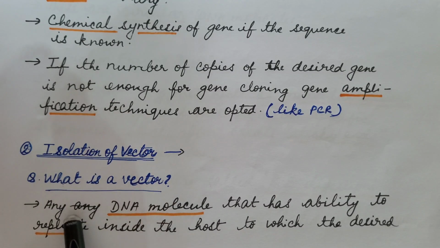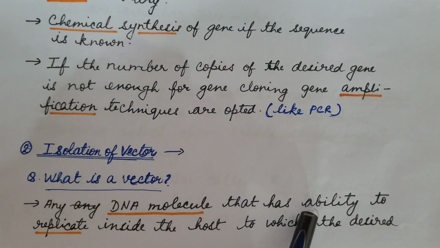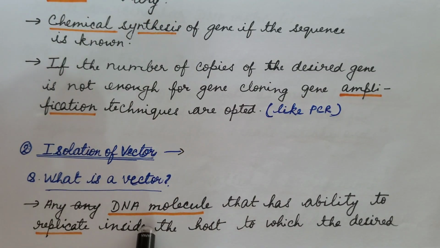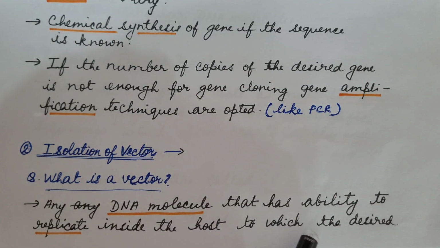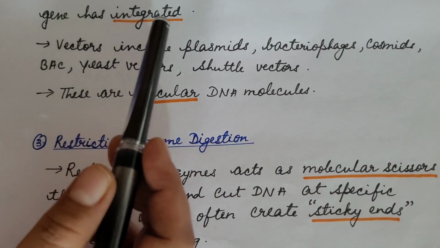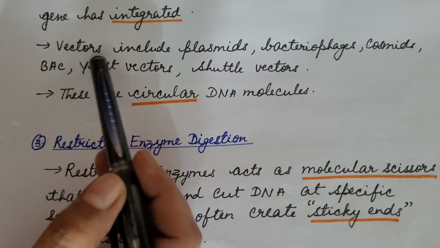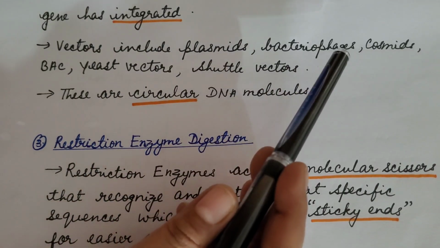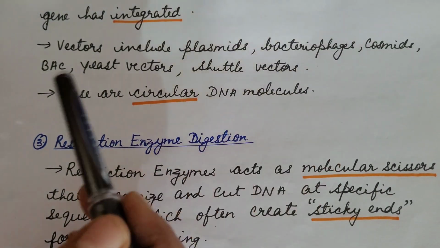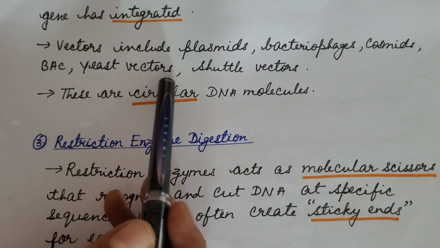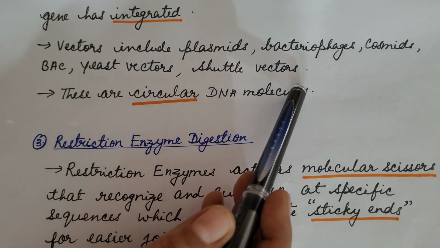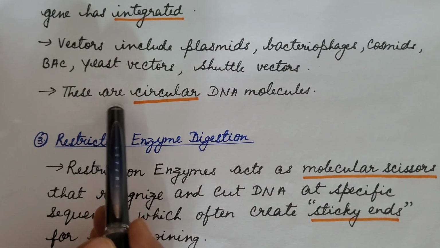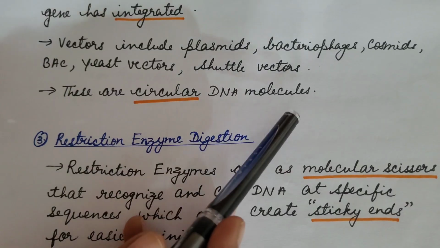Then second is isolation of vector. What is a vector? Any DNA molecule that has the ability to replicate inside the host to which the desired gene has integrated. Vectors include plasmids, bacteriophages, cosmids, BAC, yeast vectors, shuttle vectors, etc. These are circular DNA molecules.